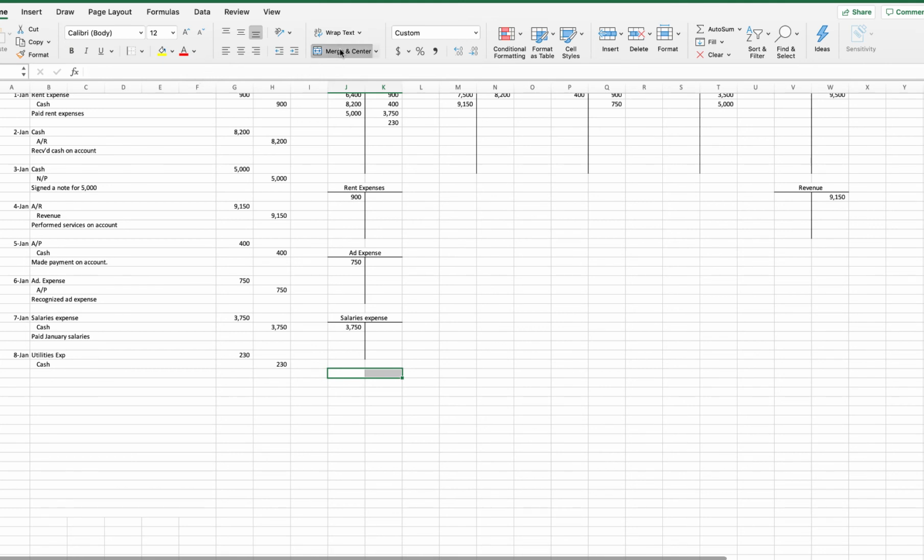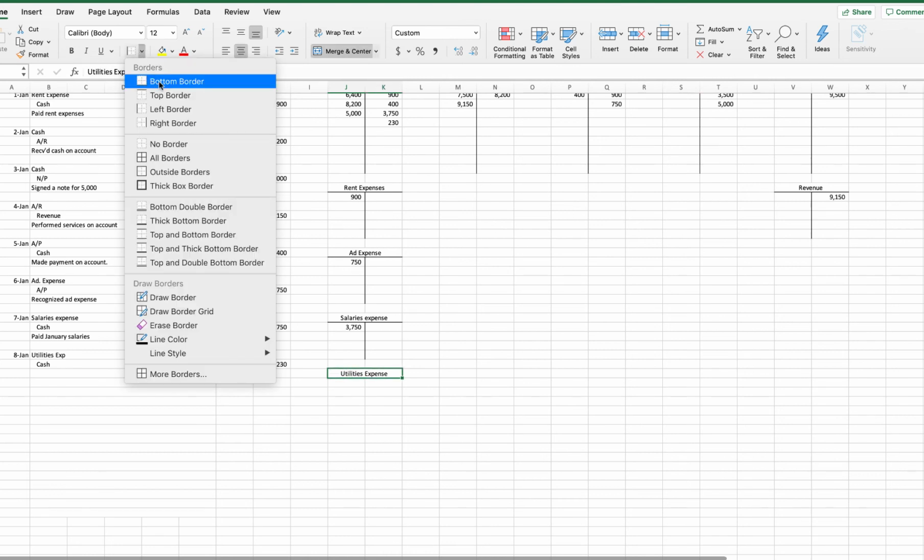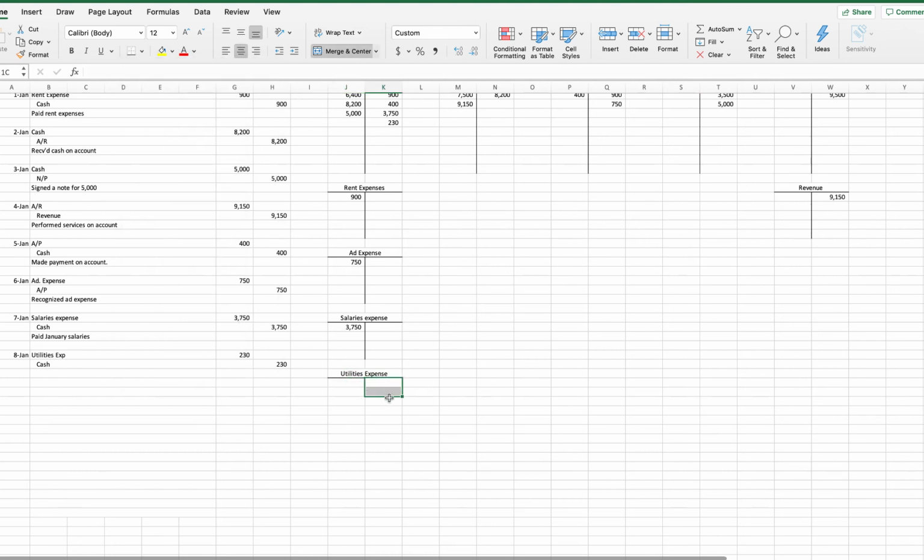I'm going to merge and center. I'm going to type in utilities expense. Make sure I have my bottom border. Make sure I have my left border, so I have my T account. And I'm going to post that debit of $230 to the utilities ledger.